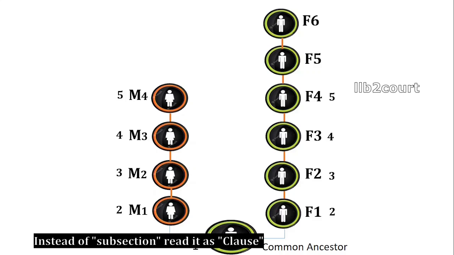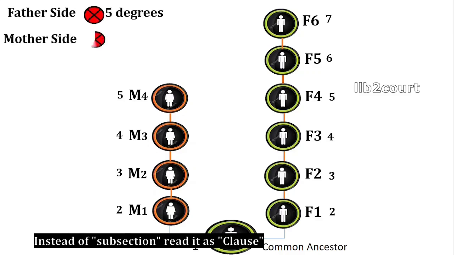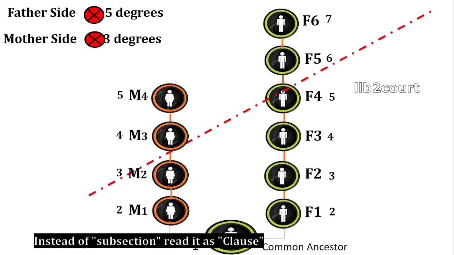Similarly, F1, F2, F3, F4, F5, F6 have to be calculated. It comes to 7 degrees. So until 5 degrees on the father side and until 3 degrees on the mother side, it is said to be Sapinda relationship. When a person falls under this degree, they are not allowed to get married. So in this picture, M2 and F4 are not allowed to marry because they fall under the Sapinda relationship, but M3 and F5 are allowed to get married because they are outside the Sapinda relationship, since M3 is 4th degree and F5 is 6th degree.